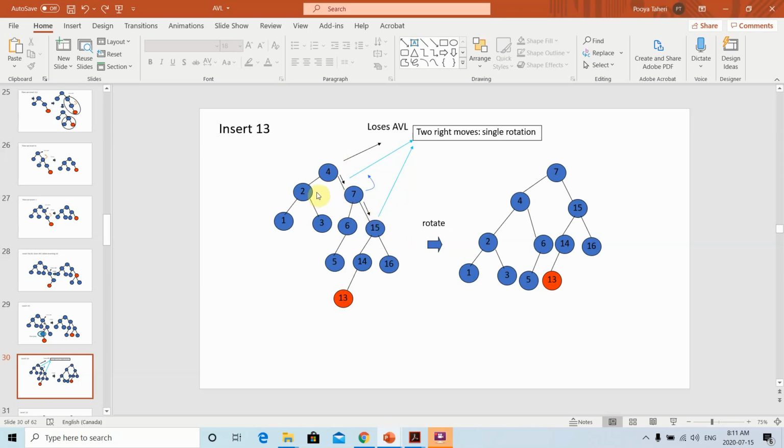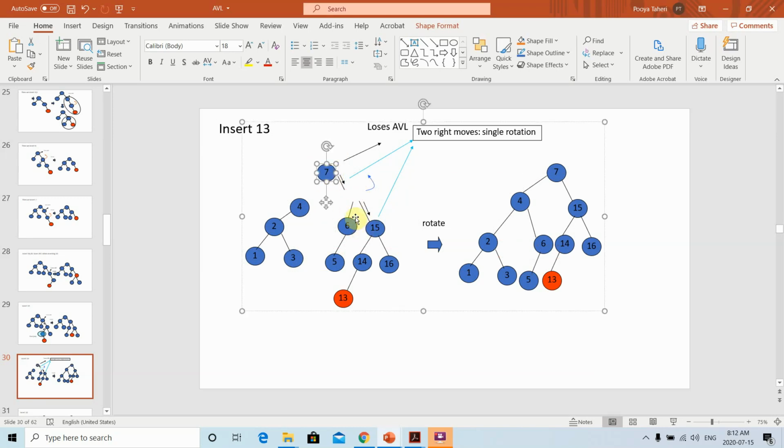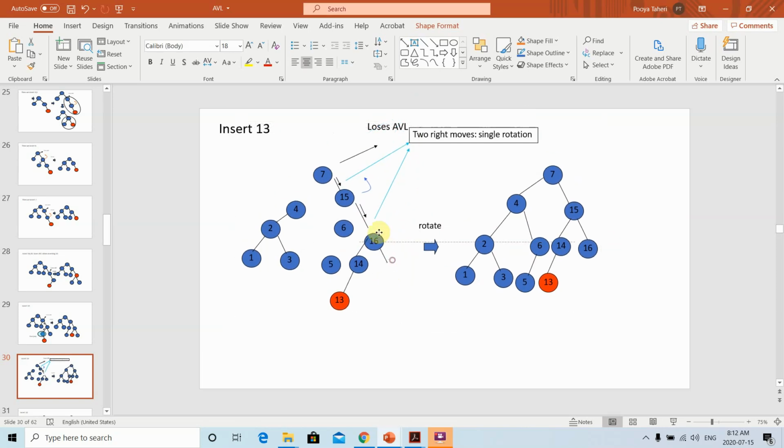So what we basically have to do is just move them towards the left. This one is going to move up, and 15 is going to move up as well. So let me just remove these ones. 16 is going to move here, and just ignore these two for now. 14 was the left child of 15, and 13 was the left child of 14, and this is what we have now.